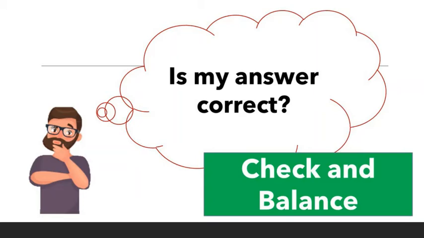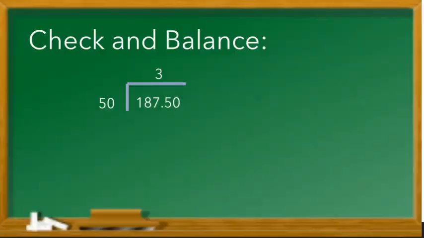So now, is that correct? So what should I do? Aha! It is check and balance. So I am going to check if my answer is correct. So 187 and 50 centavos divided by 50. So 187 divided by 50 is 3, and 3 times 50 is 150. Next, I am going to subtract. So 187 minus 150, the answer is 37. Bring down 5.